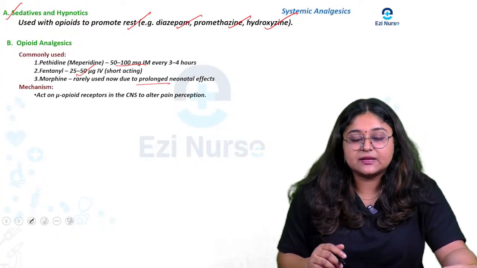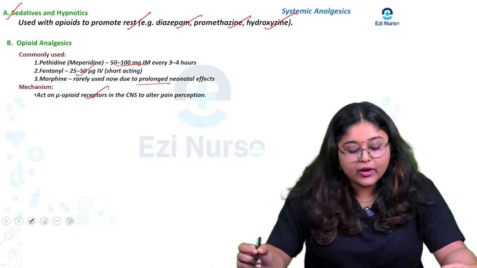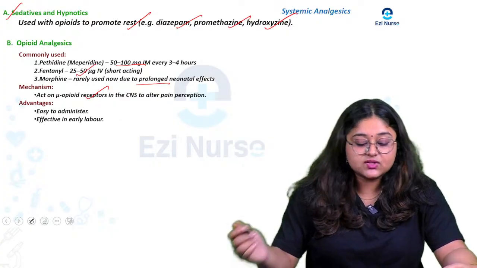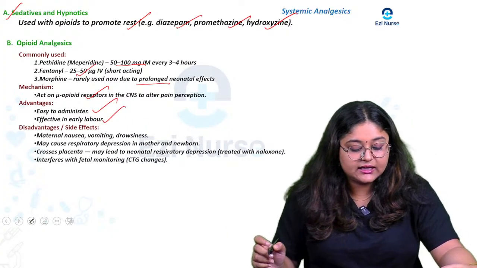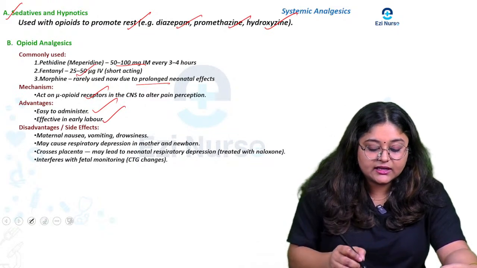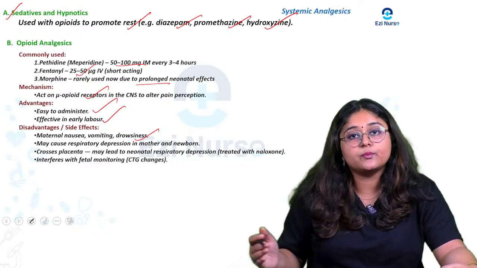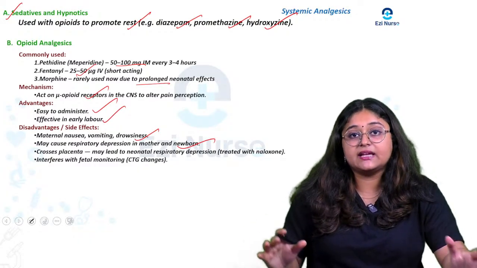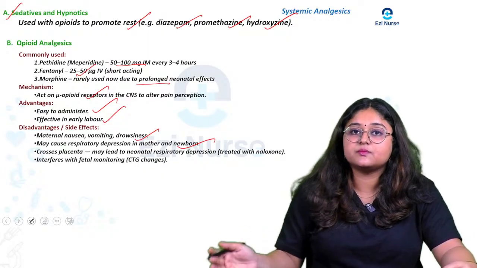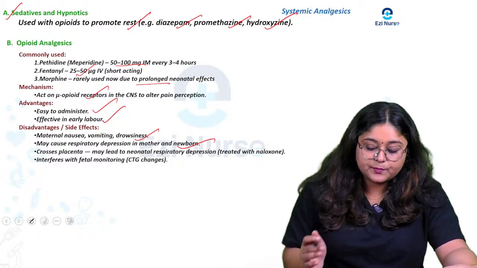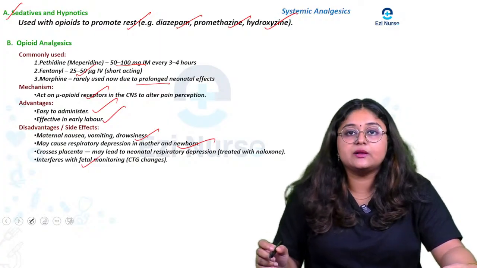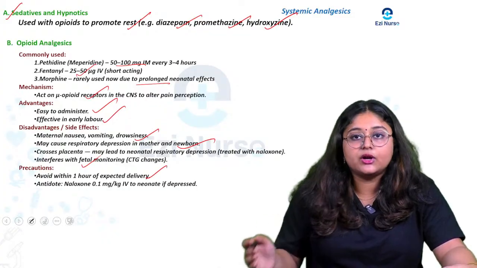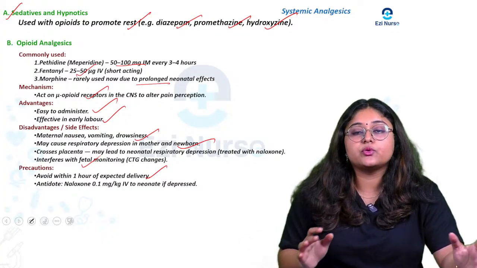Now come to the mechanism. They mainly act on the mu opioid receptors in the central nervous system, altering pain perception. What are the advantages? Easy to administer and effective in early labor. What are the disadvantages? Maternal nausea, vomiting, drowsiness, which may also cause respiratory depression in mother and newborn, and they also cross the placental barrier, which is a leading cause of neonatal depression. Next is interference with fetal monitoring, or CTG changes. So what precautions do we need to take? Avoid within 1 hour of expected delivery, and we have to keep the antidote ready.